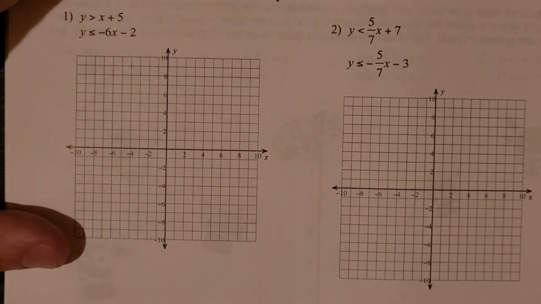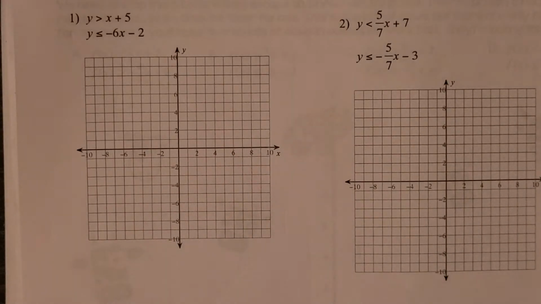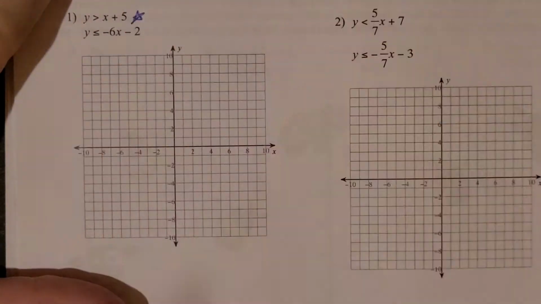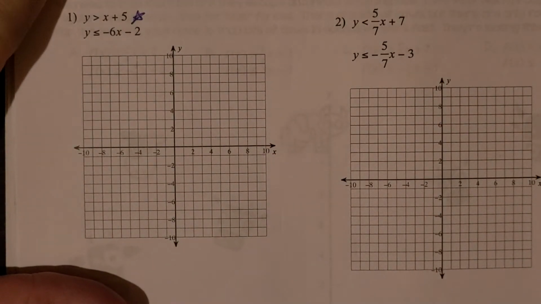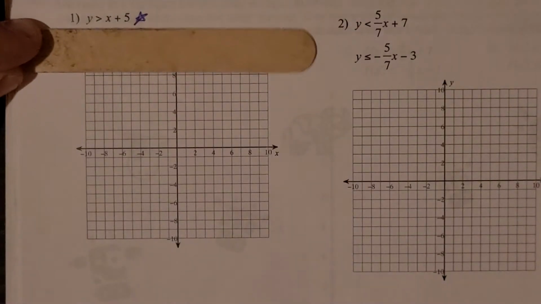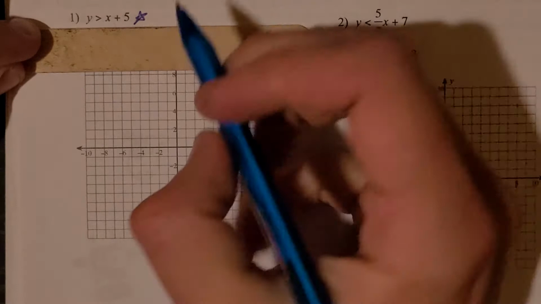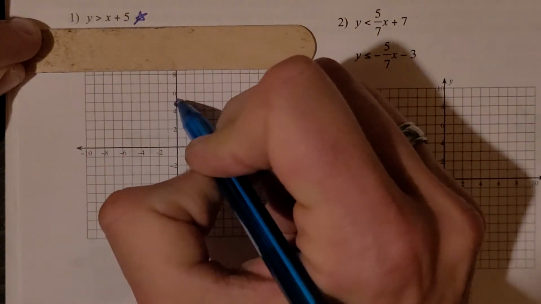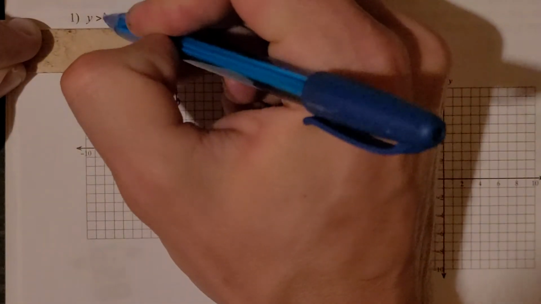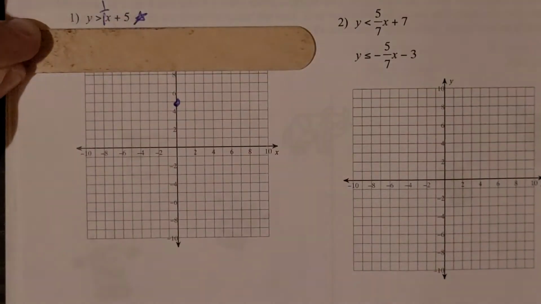Okay, so here's what I'm going to do. I'm going to start with this top inequality right here, which I will graph in blue, and I'm going to pretend like the bottom one does not exist. It is currently dead to me. Go away. Okay, so I'm going to start at my y-intercept of positive 5, right. Okay, and then I'm going to follow my slope of 1 over 1, sure.